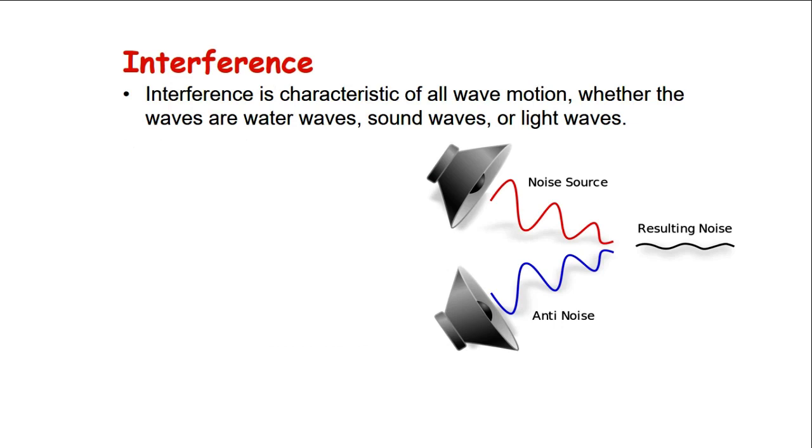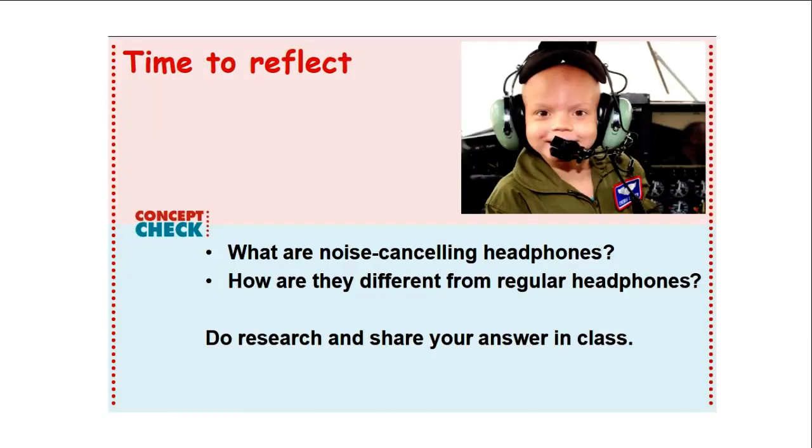Of course, interference happens in all types of waves, either in water waves, sound waves, light waves, and every other type of waves. To finish this part, I have two questions to ask you about.